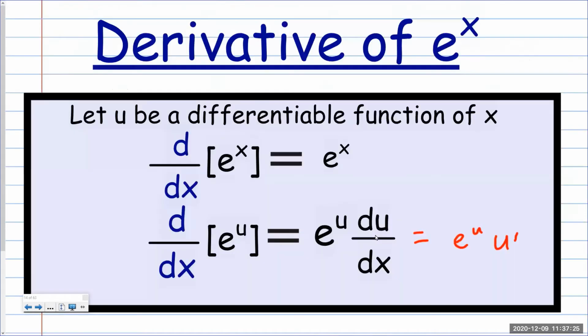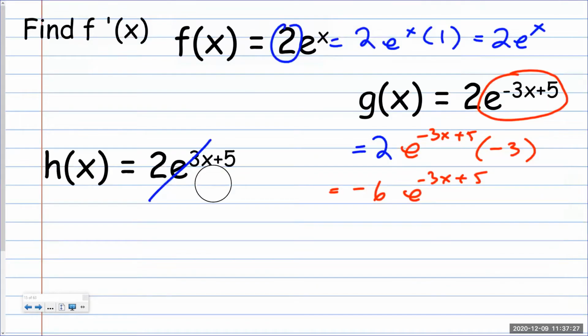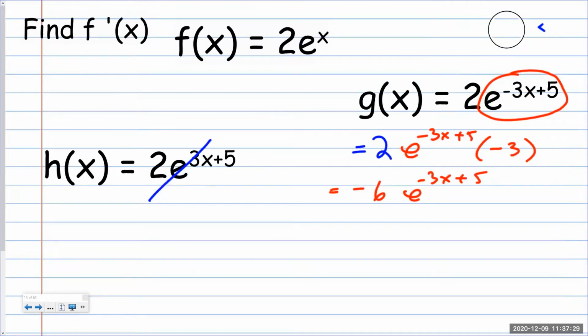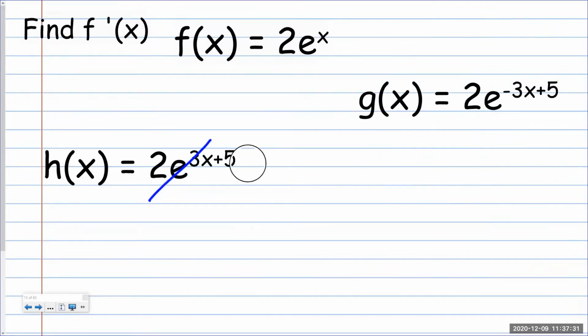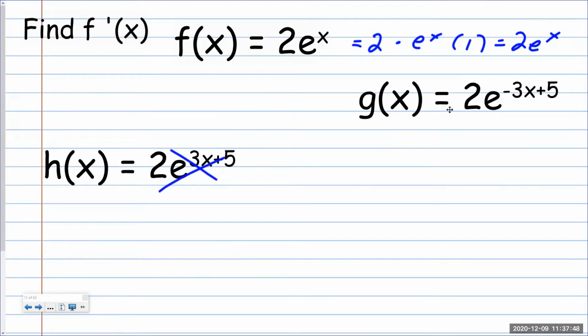Okay, let's move to a little bit more difficult problems, okay? What if you had a 2 in the front? Yeah, you just leave it there, okay? So 2 times e to the x would be 2 times the derivative of e to the x, which would be e to the x times the derivative of x, which is 1, which is 2e to the x, okay? I'm going to skip this one for now. What if I had this problem here?